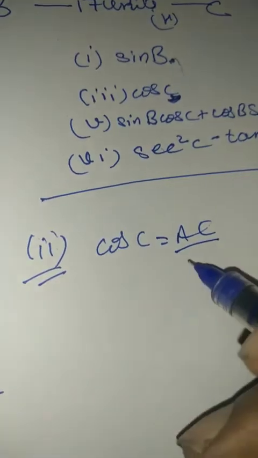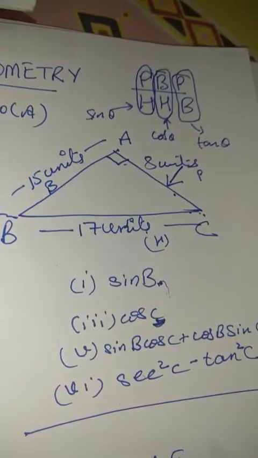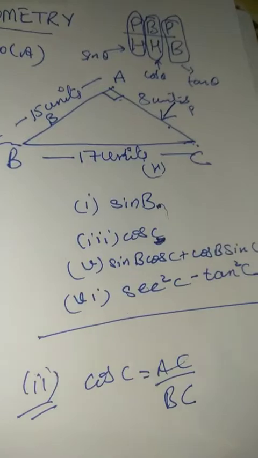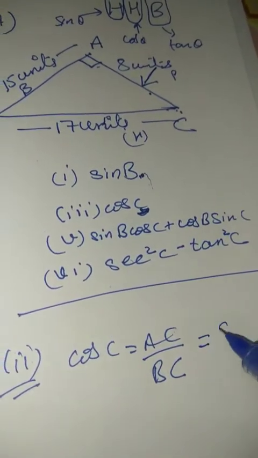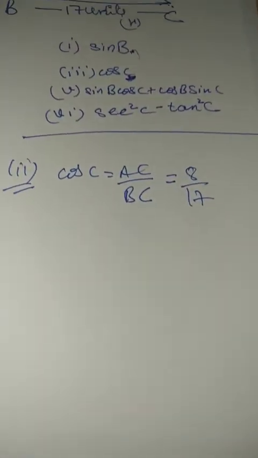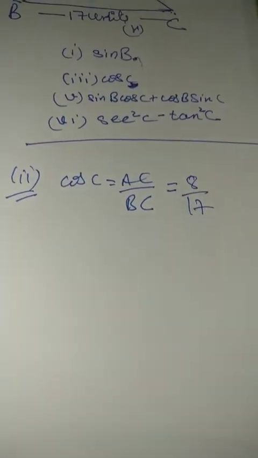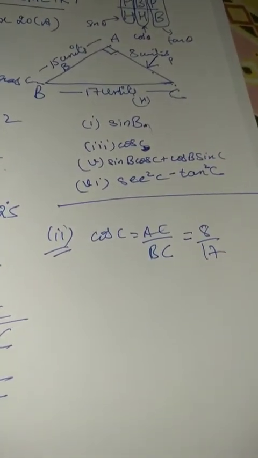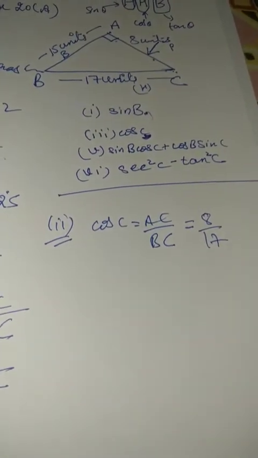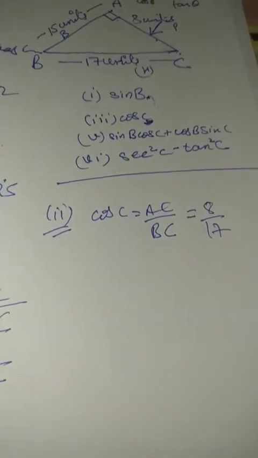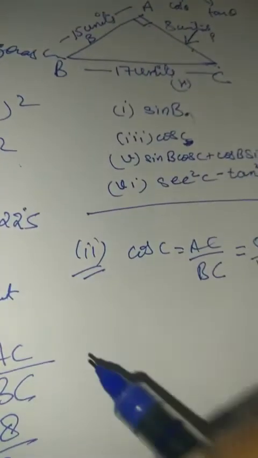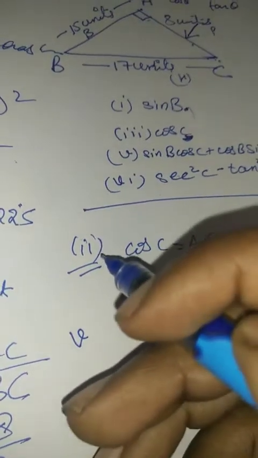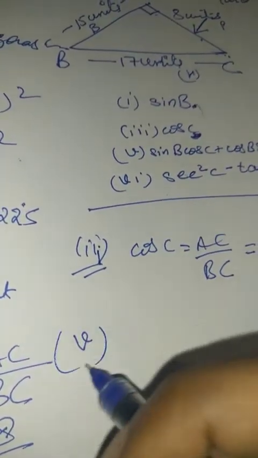You will have to write down AC upon BC. Do not directly write down 8 upon 17. So 8 upon 17. Now you may get a contradiction, or you may think, sir, how come we are having two different ratios represented by the same value? Doesn't matter. We know that 6 can be represented as 5 plus 1, and 6 can be represented as 7 minus 1. Doesn't matter about that. This was the third part. So let's take the fifth part now.